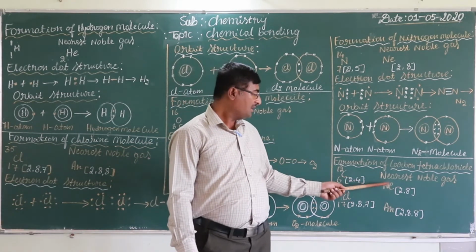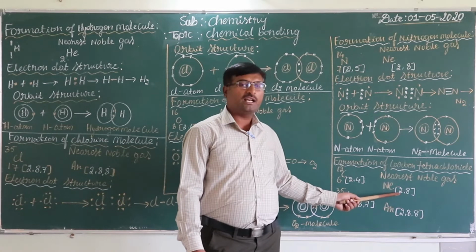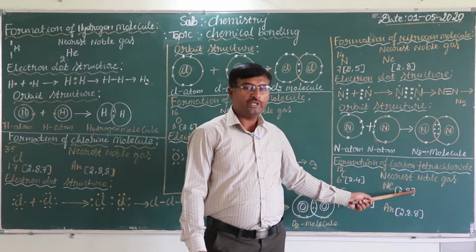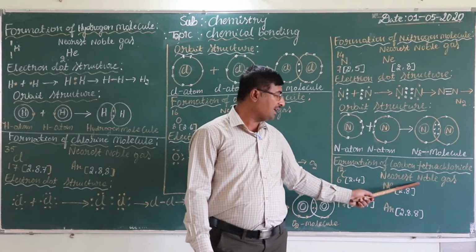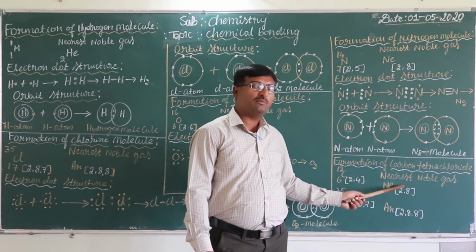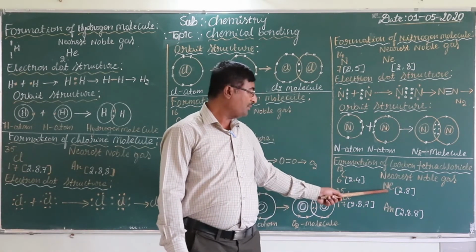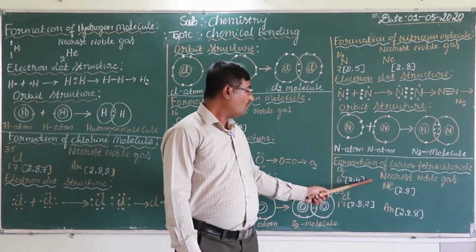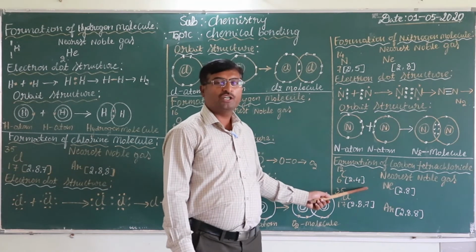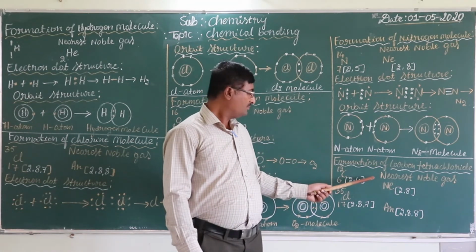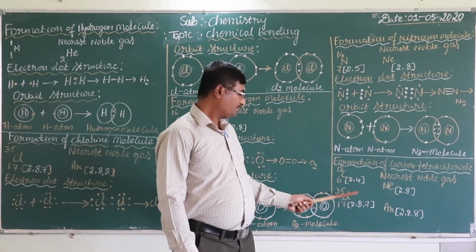Near to this carbon, neon is there. Neon has the electronic configuration 2, 8. Here in the outermost orbit 8 electrons are there, so neon is in a stable configuration. To get this configuration, carbon needs 4 more electrons. So carbon is trying to attract 4 electrons towards itself.